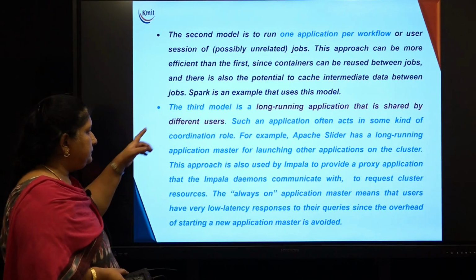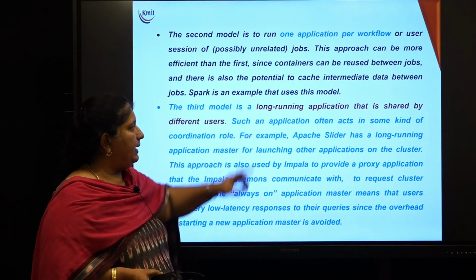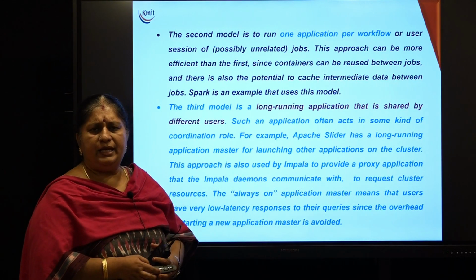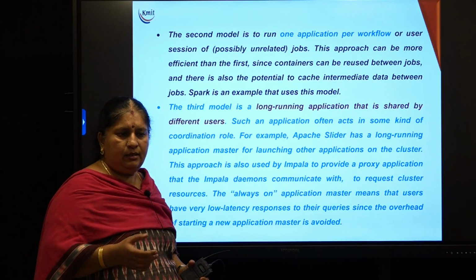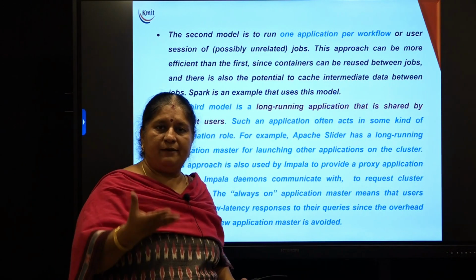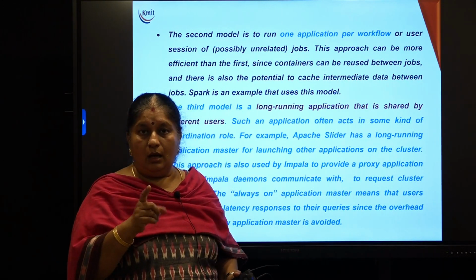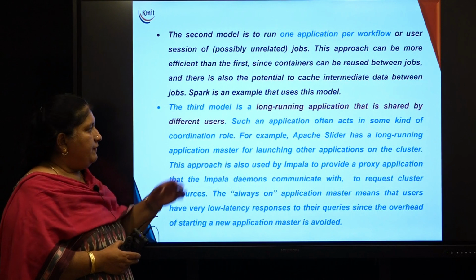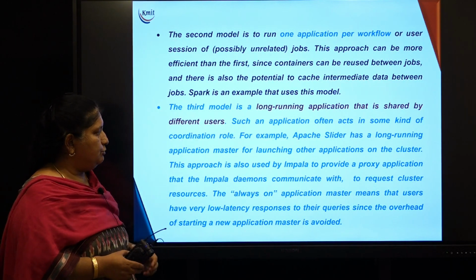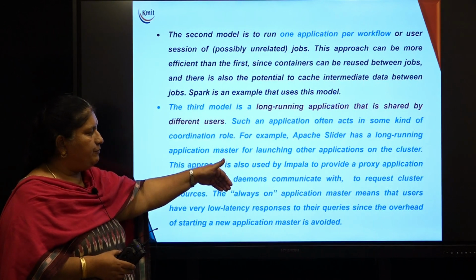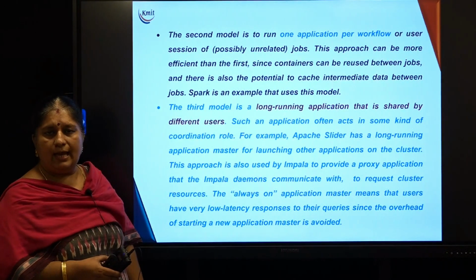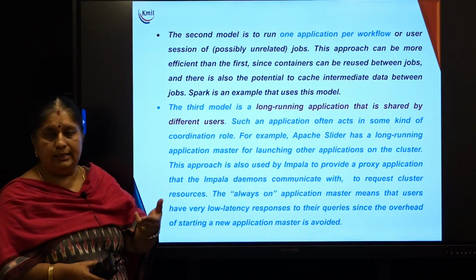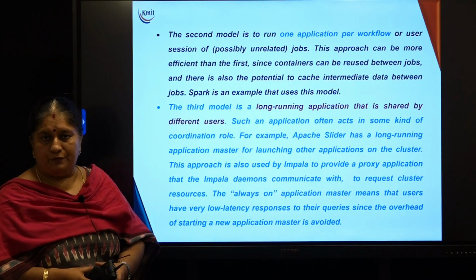The third model is a long running application which is shared by different users. We do not mind who is submitting an application at what time. Can I consider in 1 week how many users have submitted an application as one application? How do I want to consider, right? So, such an application often acts in some kind of coordination role. There are various components of the Hadoop framework which try to categorize the applications based on how they are considered and what their lifespan is.